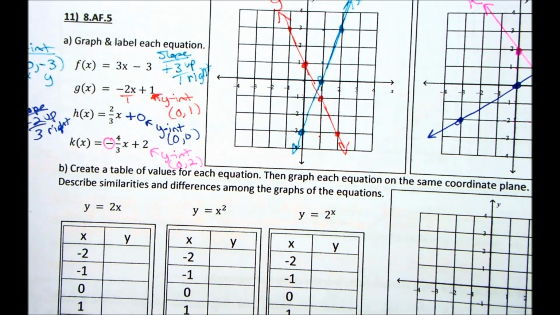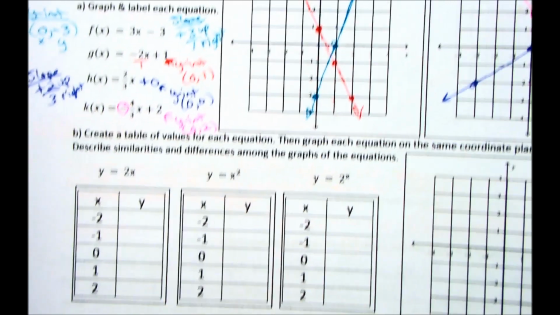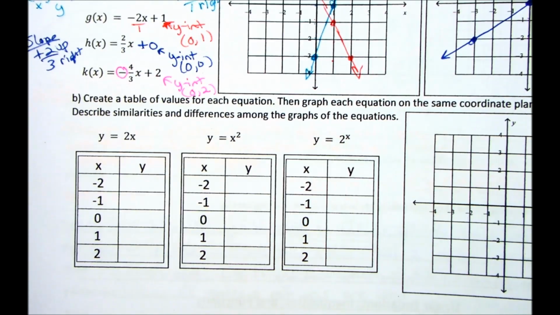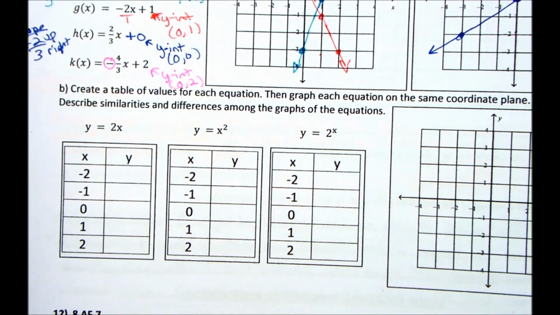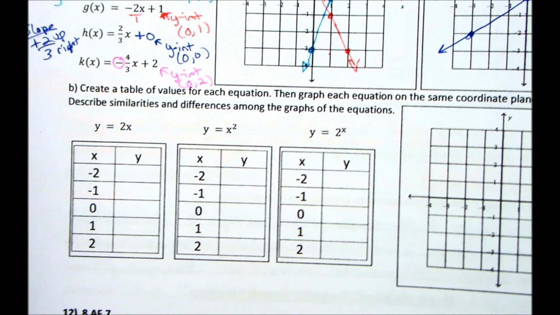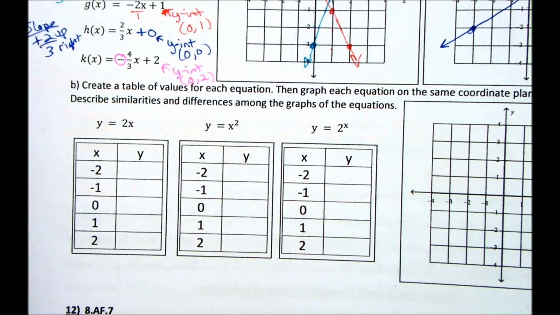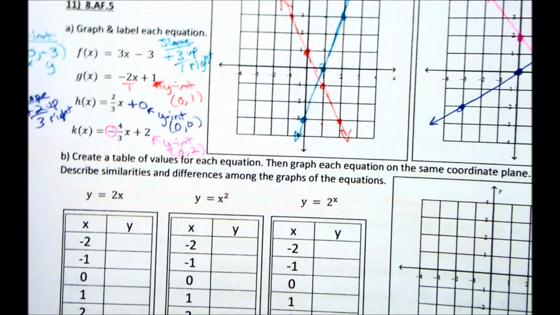The next question, part B, it says to create a table of values for each equation, then graph each equation on the same coordinate plane. So we're going to graph all 3 of them here and describe the similarities and differences among the graphs of the equations. Oh, one more thing that I wanted to mention.